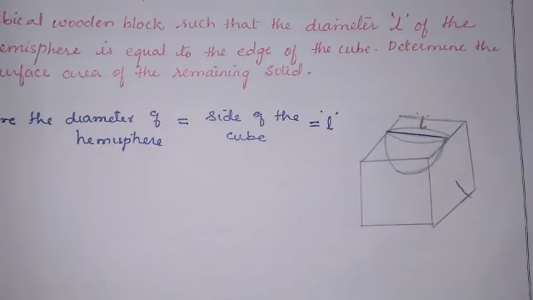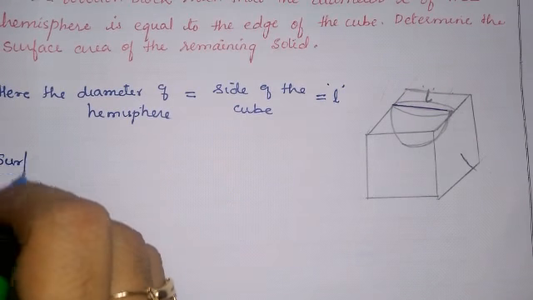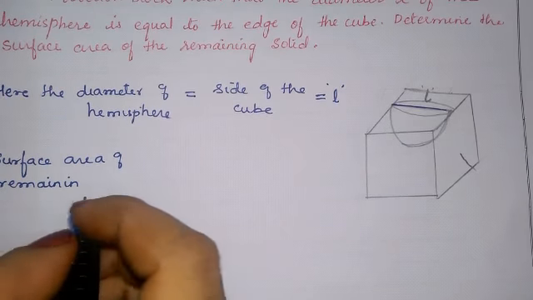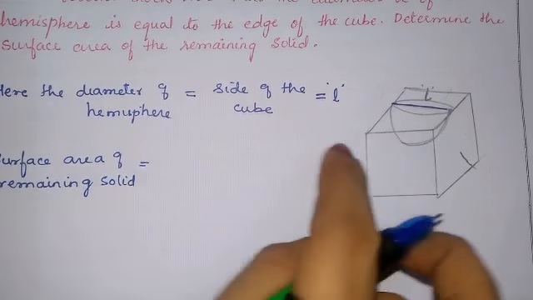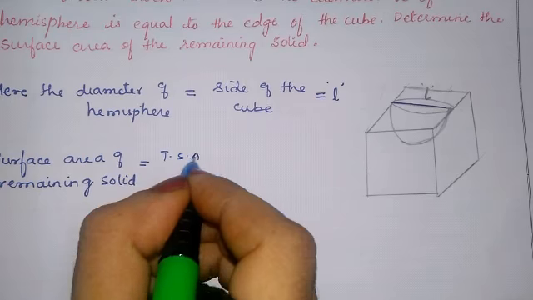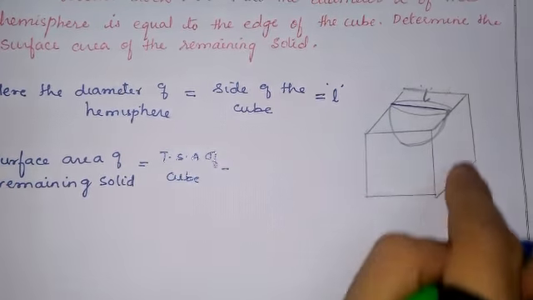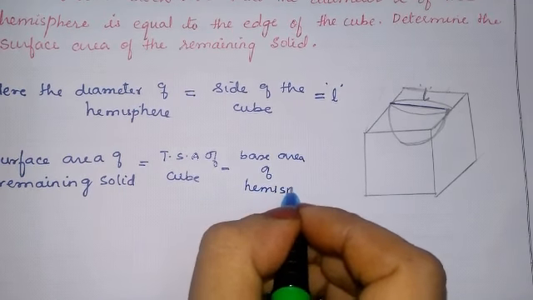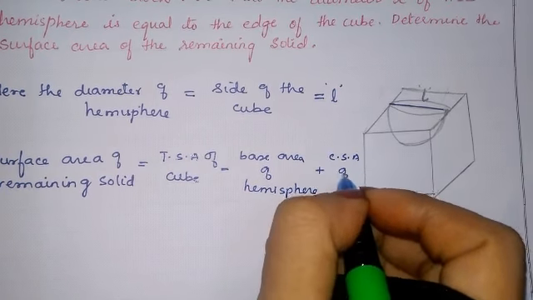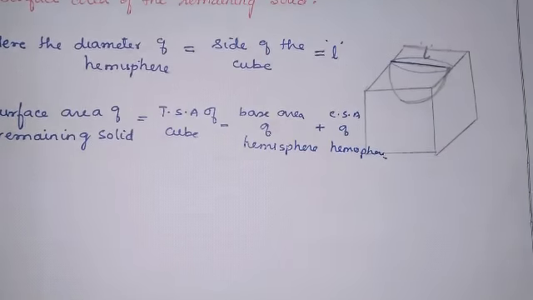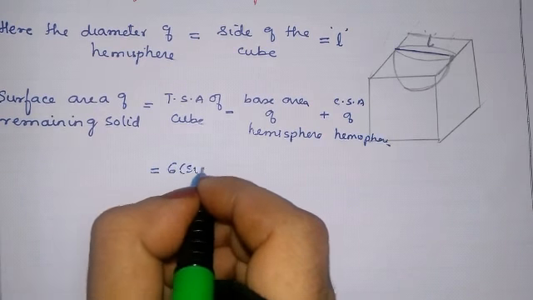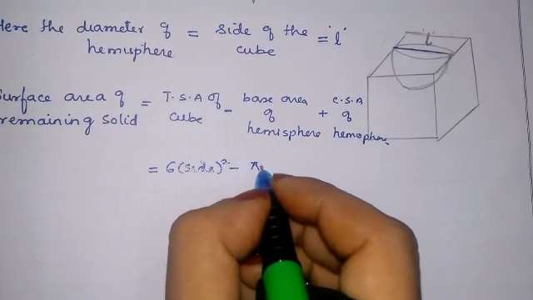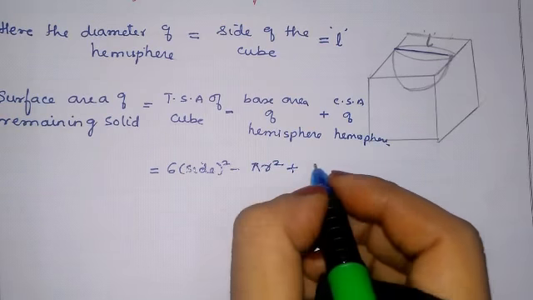So now directly we should find the surface area of the solid. Surface area of the remaining solid after cutting the scoop is the same formula: from the total surface area of the cube we have to subtract the base area of the hemisphere plus the CSA of the hemisphere. Three things we have to do. Total surface area of the cube is 6 into side square, minus the base area of the hemisphere, which is pi r square. The base area of the hemisphere is a circle, area of circle pi r square, plus the CSA of the hemisphere, which is 2 pi r square.